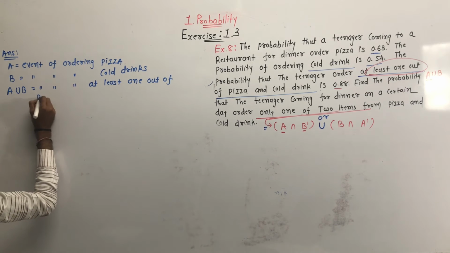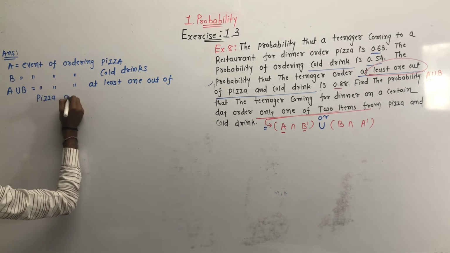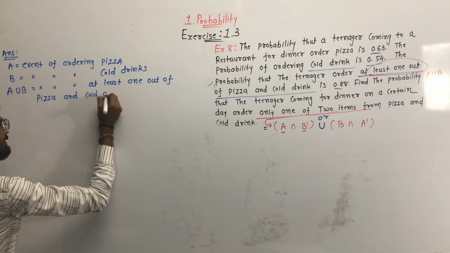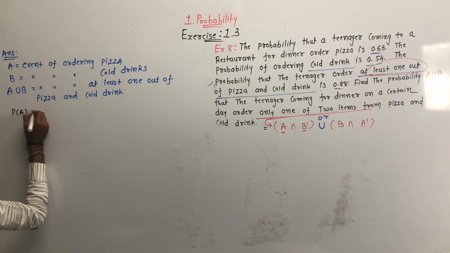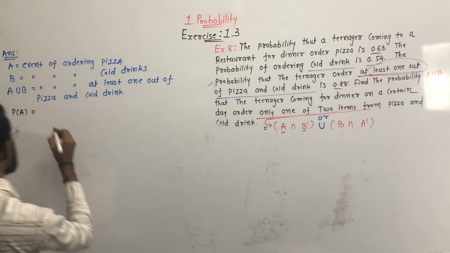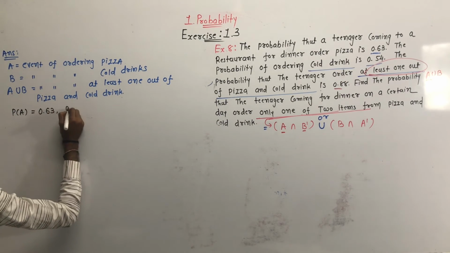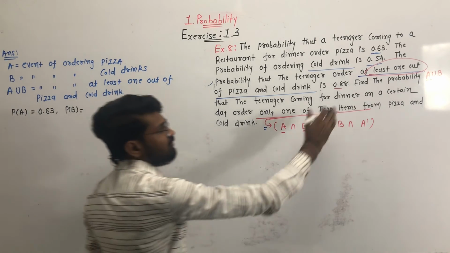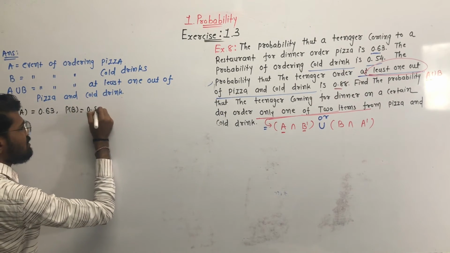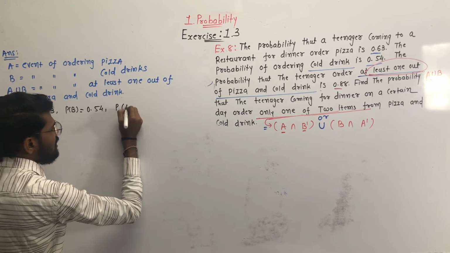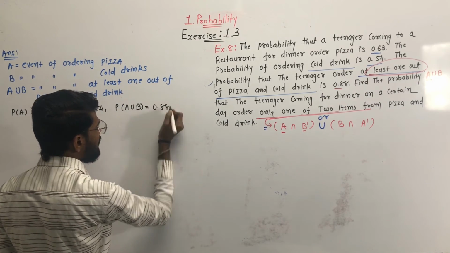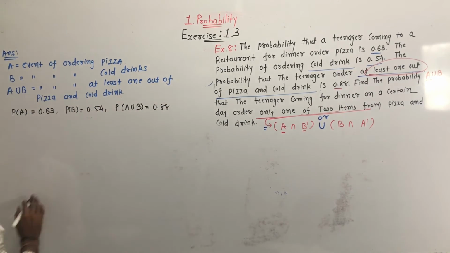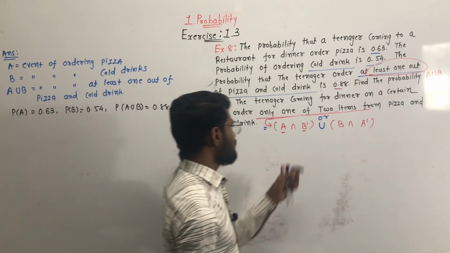Pizza and cold drinks, Coca-Cola. Okay, clear? So probability is also given: P of A is equal to 0.63, then P of B is equal to 0.54, then P of A union B is equal to 0.88. And we have to find the probability of A union B.